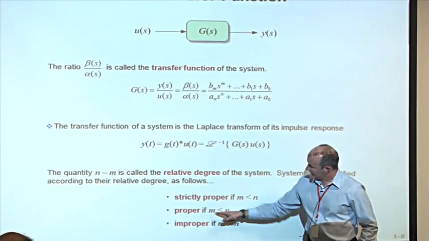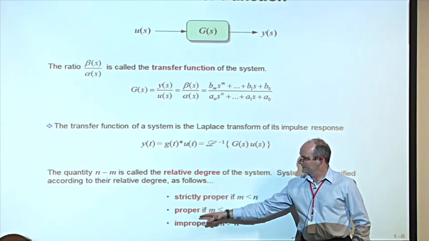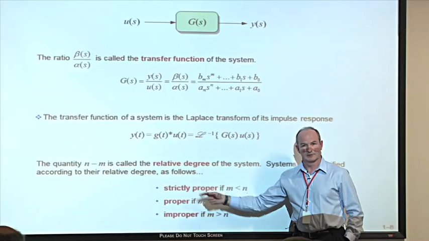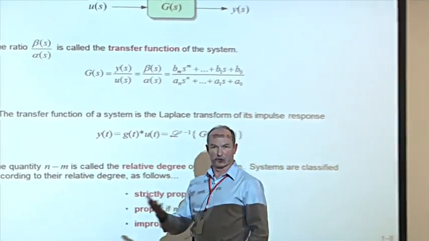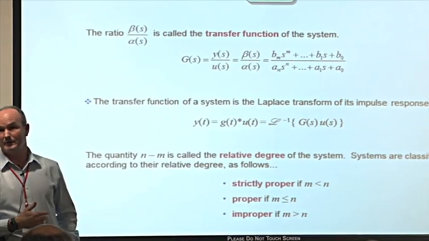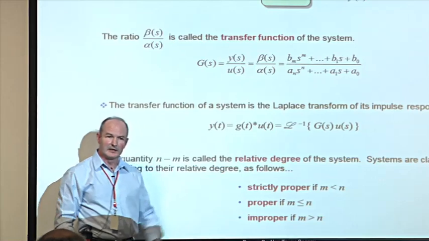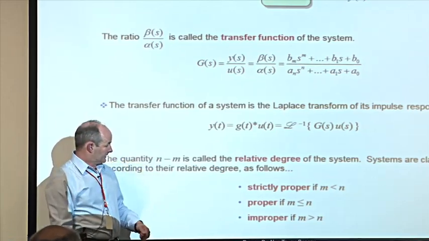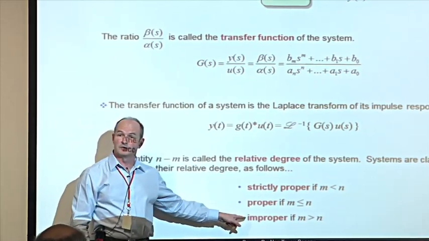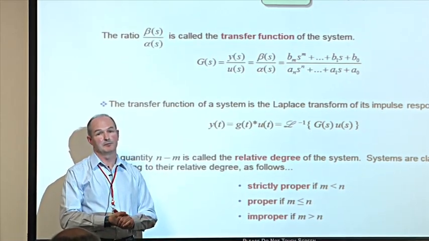When m and n are the same, that system is called proper, and actually the proper case includes the strictly proper case. So when somebody says, "I've got a proper transfer function," you don't know whether they've got more poles than zeros or the numbers are the same, because that terminology is applied to both. And the only other case that's not considered is where you have more zeros than poles. M being greater than n represents an improper system.